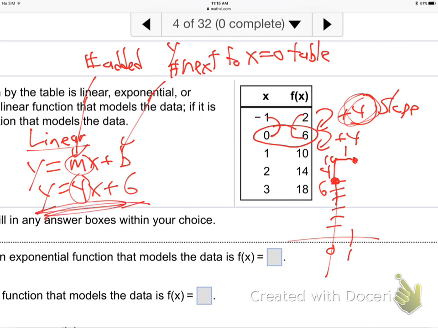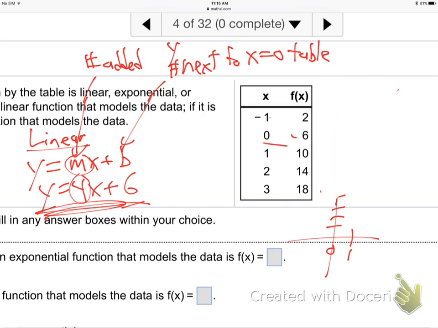4x plus 6. You can check it out. If you're ever unsure, just go back and try it out. Does y equals 4x plus 6 produce these values? If I say this is 4x plus 6, does that work?